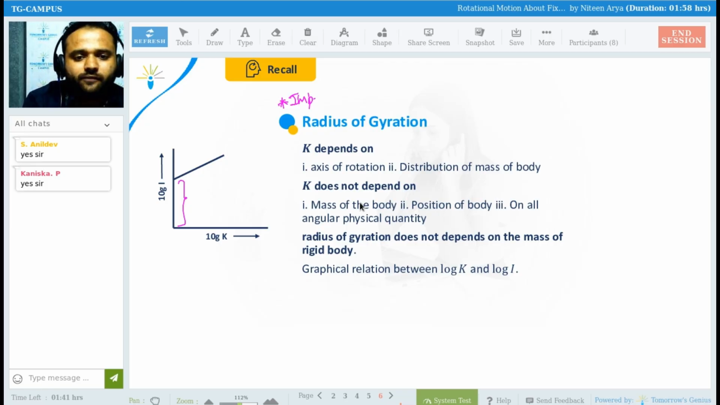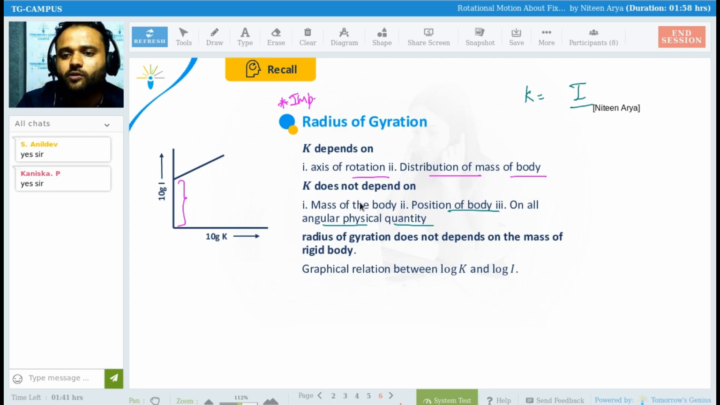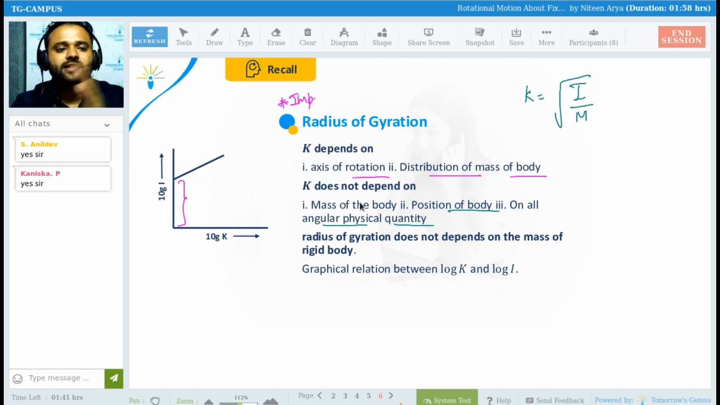Okay, so k depends on the axis of rotation and the distribution of mass of a body, and k doesn't depend on the mass of the body or its position, or on any angular physical quantity. Why so? Because k, as we know, is nothing but the square root of I upon m, where I depends on two things. If you change the axis, or if you change the symmetry or distribution of the body, the moment of inertia changes. For discrete systems, we have a different kind of moment of inertia, and for continuous bodies, a different kind. Is this clear now, everyone? So radius of gyration does not depend on the mass of the rigid body.